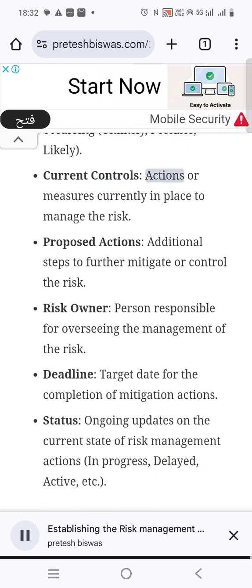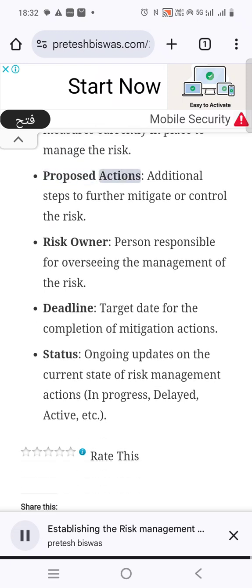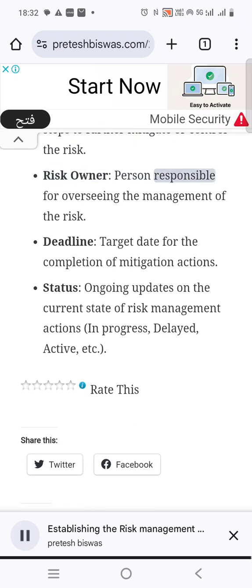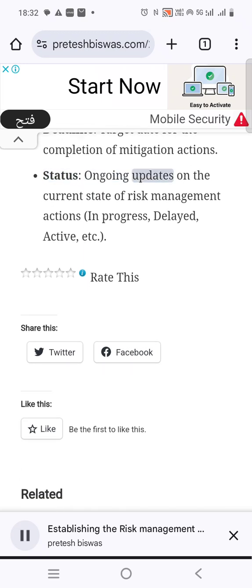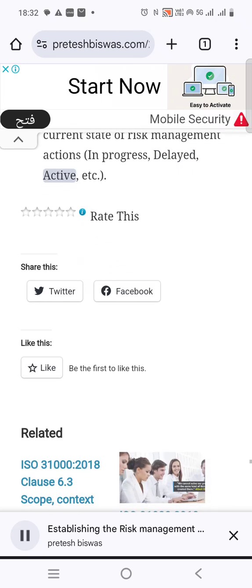Current controls, actions or measures currently in place to manage the risk. Proposed actions, additional steps to further mitigate or control the risk. Risk owner, person responsible for overseeing the management of the risk. Deadline, target date for the completion of mitigation actions. Status, ongoing updates on the current state of risk management actions: in progress, delayed, active, etc.